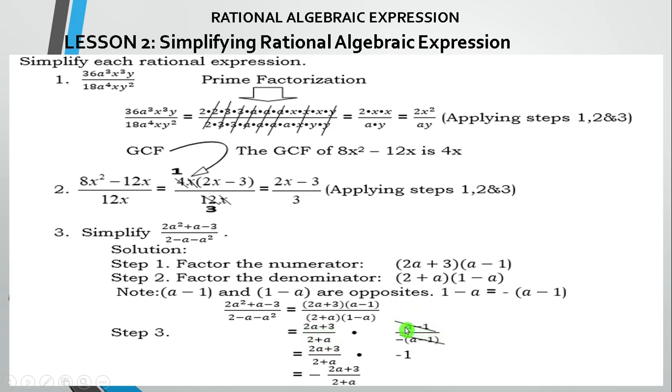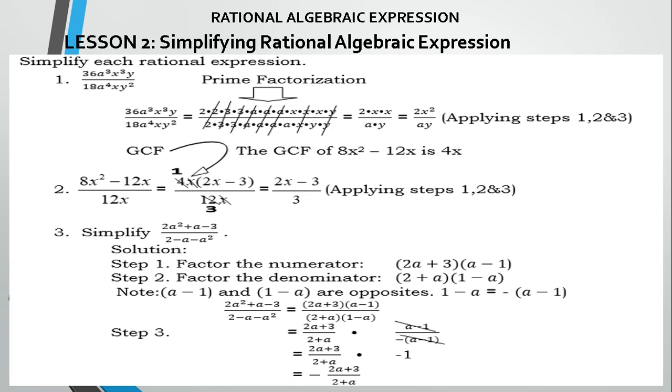So, A minus 1 over negative times the quantity A minus 1, the result is negative 1. So, 1. Then, multiply to this. So, the result is negative 2A plus 3 over 2 plus A. So, ang na si negative, this one, negative 1. So, this is now our final answer. So, you have to review your module 1 and module 2.